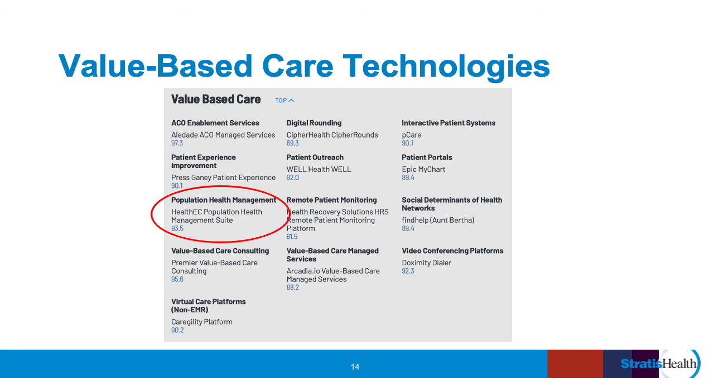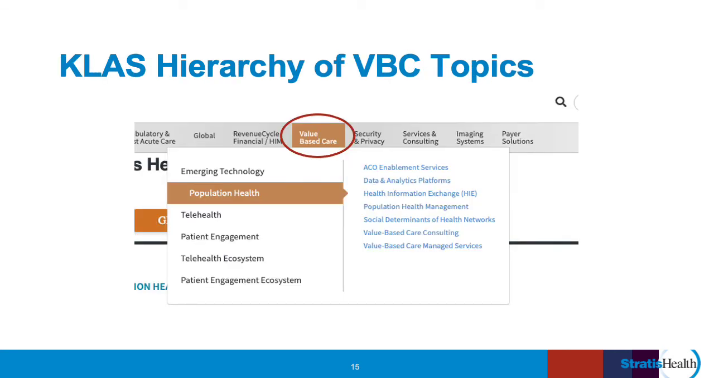value-based contracts. If you explore the KLAS website, they organize the topic of value-based care into 6 subsections, one of which is population health, which is broken down further into accountable care organization enablement services, data and analytics, health information exchange, population health management, social determinants of health, value-based care consulting, value-based care managed services. Keep in mind that this is just how KLAS organizes technology in the context of value-based care, and there are other ways to group these solutions. It's helpful just to have this and other perspectives of what's out there and available and how one leading evaluator thinks about the technologies needed for value-based care. We will touch on each of these topics in the upcoming sessions in this series.